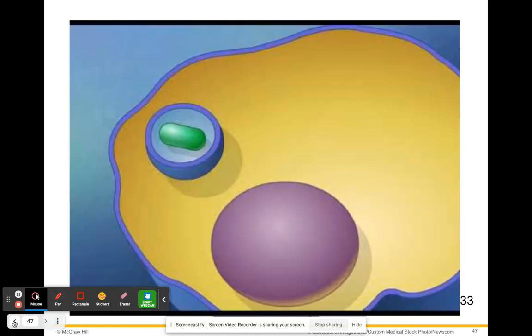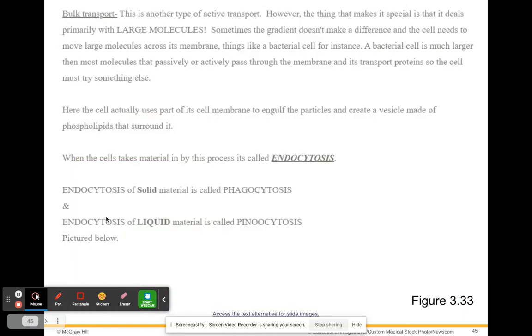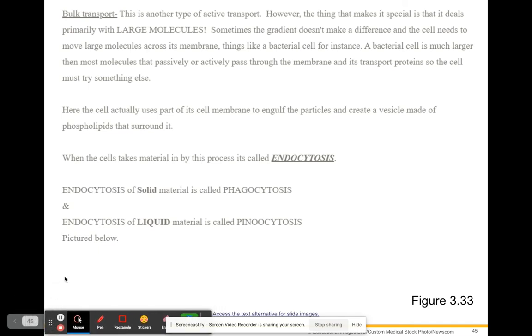The last thing we want to talk about is what we call bulk transport. Okay, bulk transport deals with items that are too large to enter the cell by diffusion, and they're also too large to enter the cell through active transport. These things aren't necessarily molecules. They could be entire cells, or they could be large macromolecules. Okay, that's the big thing here, is that they're large.